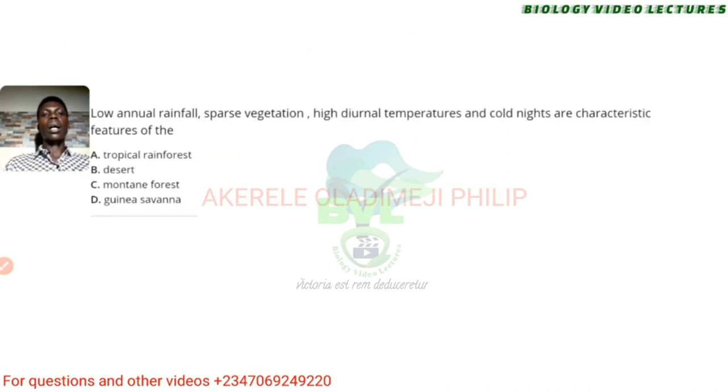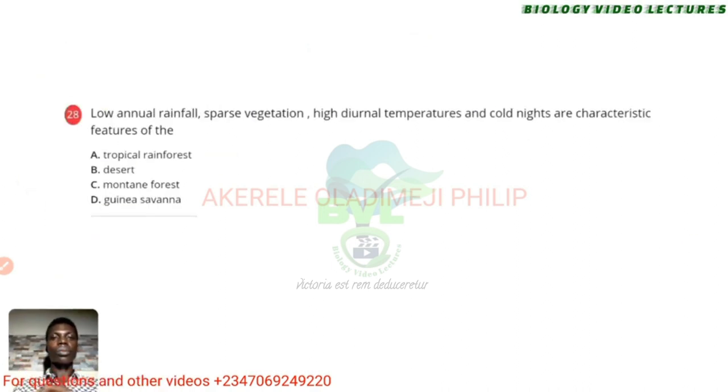Now, low annual rainfall, sparse vegetation, high diurnal temperature, and cold night are characteristic features of, or that should be, high diurnal temperature, that should be of Guinea savanna, basically. Yeah, it's going to be Guinea savanna.